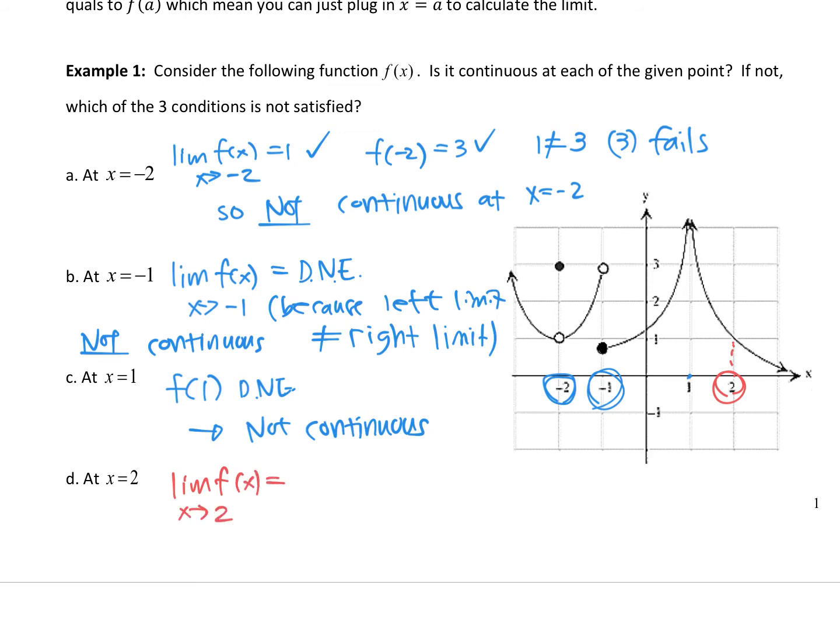Well, if I'm looking at the left limit, my graph is approaching 1. Height is 1, right? If I'm approaching from the right-hand side, it is also approaching height 1. So the limit is equal to 1. So that's good. f of 2 is equal to 1. So my graph just goes like this, right? So at x is equal to 2, this is my y value, which is just 1. Oh, those two numbers are equal to each other. So 1 is equal to 1. So yes, continuous. So this function is continuous at x is equal to 2.